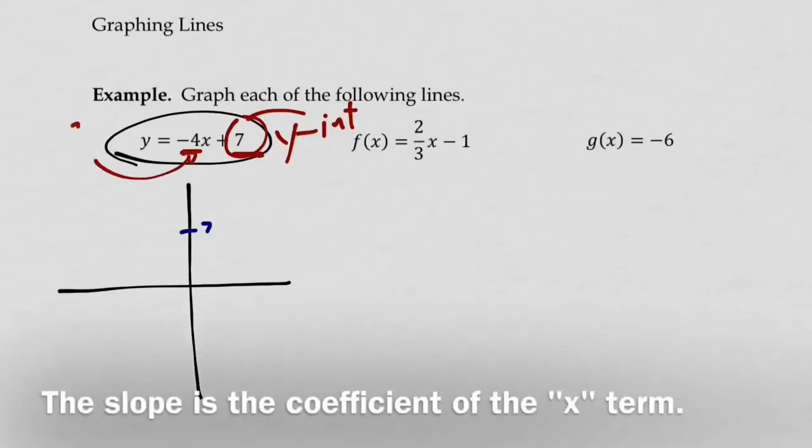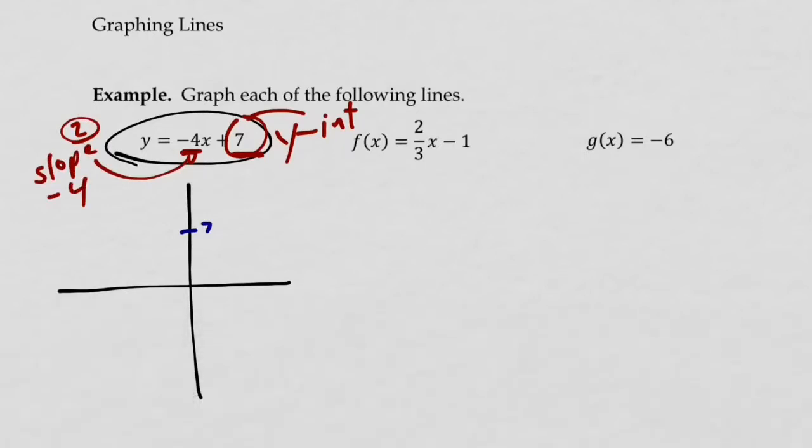So the second step in the process is to identify the slope, which is -4 in this case, and that tells me that if I go to the right 1 unit, I want to go down 4 units. So coming down from 7, we're going to end up at 3. So (1, 3) is going to be a second point on the line.